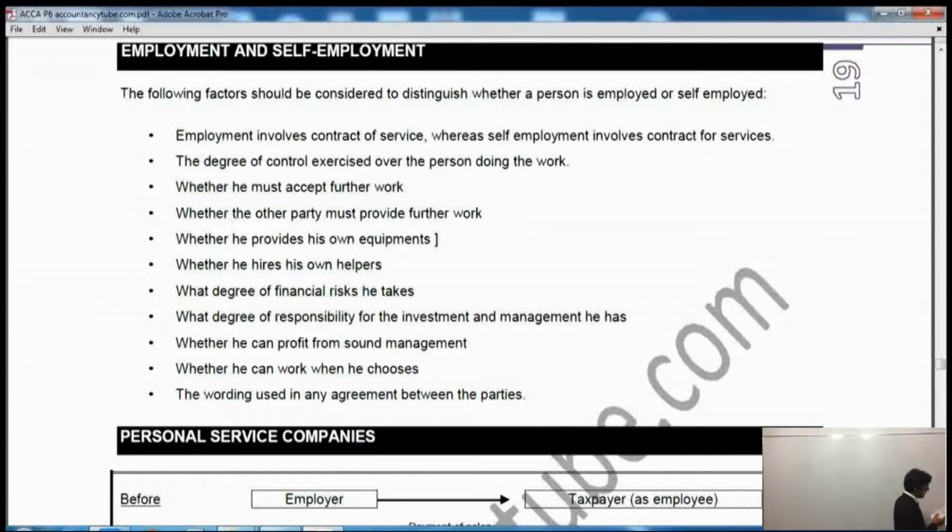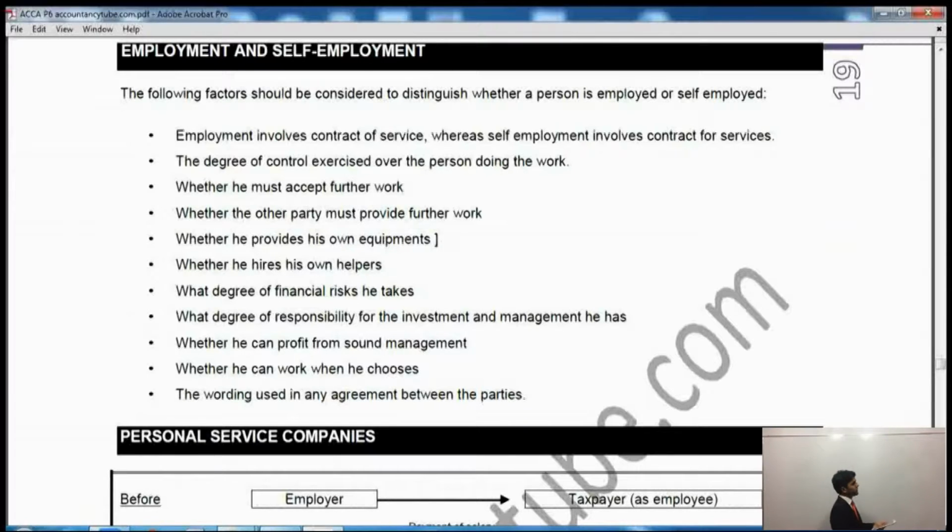Now the following factors, I'm reading it, should be considered to distinguish whether a person is employed or self-employed. So if there was no rule at all, everybody would be trying to show themselves as self-employed, so there won't be any employees and there won't be any Class 1 secondary NI, because everybody would ask their employees to be self-employed, and they would be saving some tax. But they can't do that because of rules. So HMRC will read these rules. Who is employed and who is self-employed? Here's a list. First one, it says employment involves a contract of service, whereas self-employment involves a contract for services.